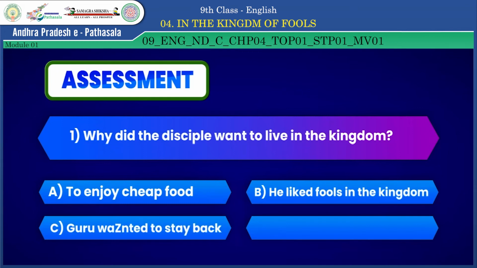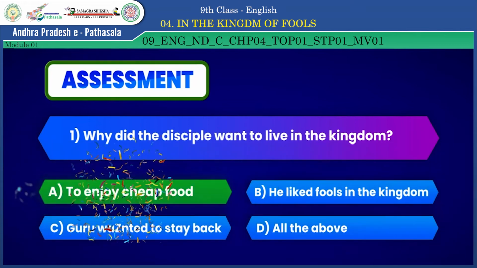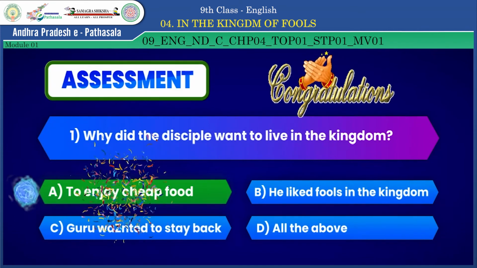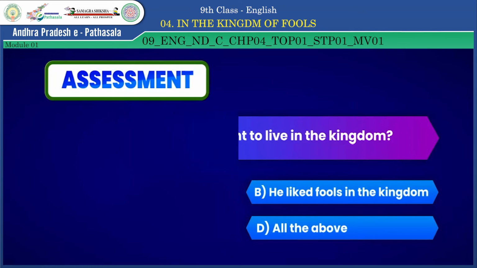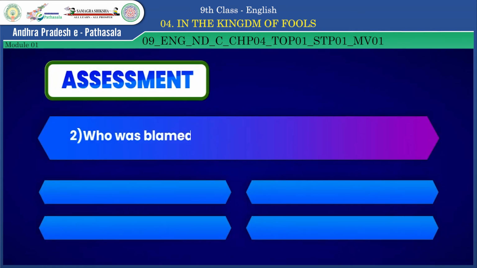Good going, children. Come on, next let's see the third question. The bricklayer said that he couldn't build the wall right because A. The dancer girl kept talking to him all day. B. The dancer girl kept looking at him all day. C. The dancer's anklets jingling sound disturbed him. D. The dancer girl danced all day.